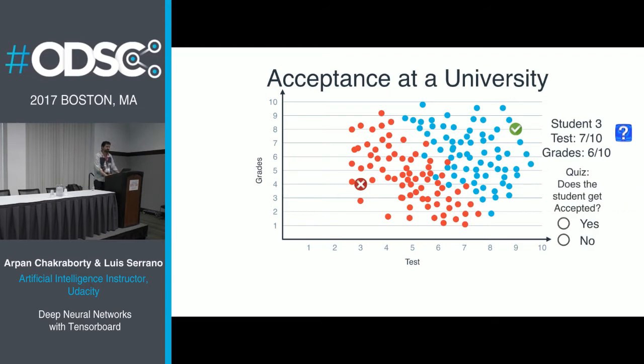And now a very simple quiz for you guys. Does the student get accepted or not? I see some yeses, some no's. How many say yes? Cool. Anybody say no? So the student does get accepted because it looks like this line is sort of our model. This line is breaking the data in two. And the student goes somewhere over here, so that person gets accepted according to our model.